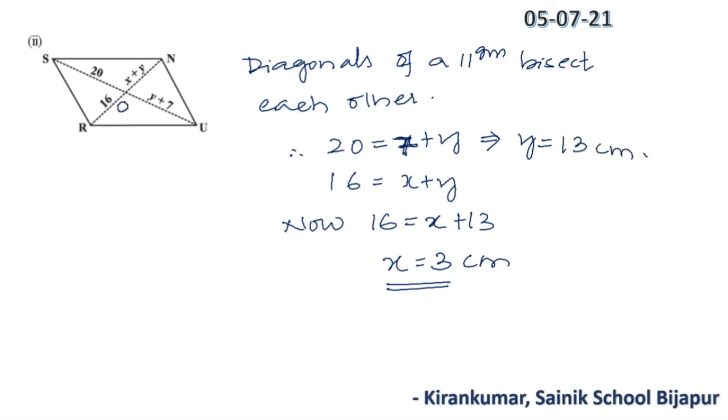If I consider this point as O, RO will be equal to ON and SO will be equal to OU. This is because the diagonals bisect each other.